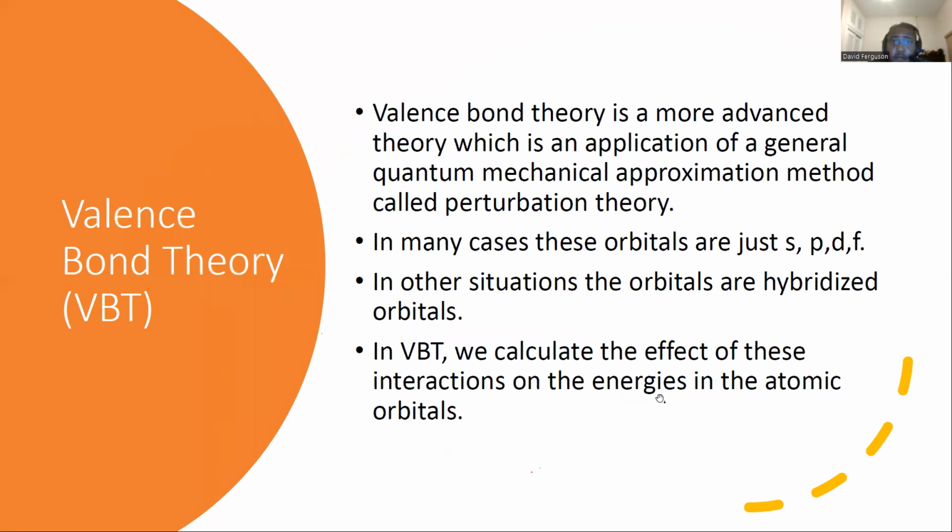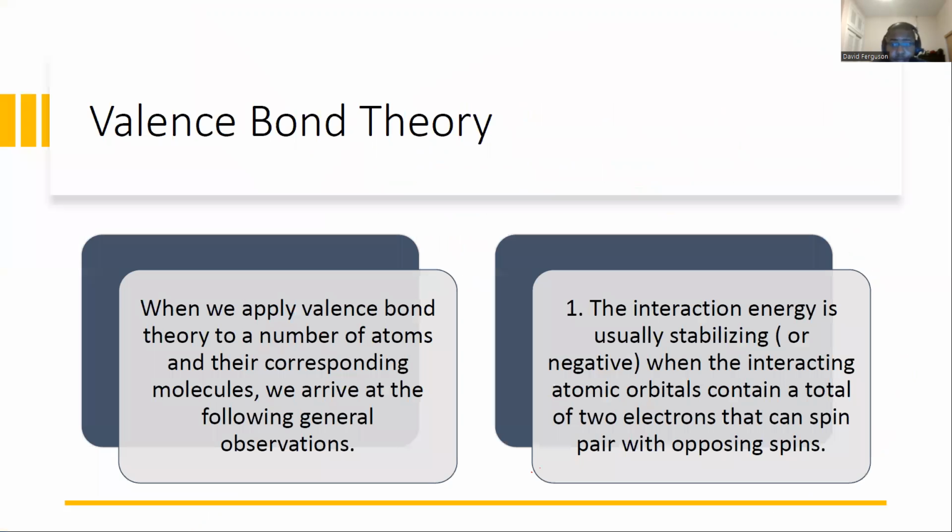Valence bond theory is a more advanced theory, which is an application of a general quantum mechanical approximation method called perturbation theory. We're not going deep into that. This is not a quantum mechanics class, I just want to expose you to it. In many cases, these orbitals are just s, p, d, and f. In other situations, the orbitals are hybridized. In VBT, we calculate the effect of these interactions on the energies of the atomic orbitals.